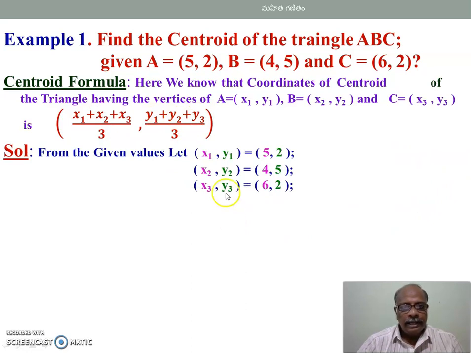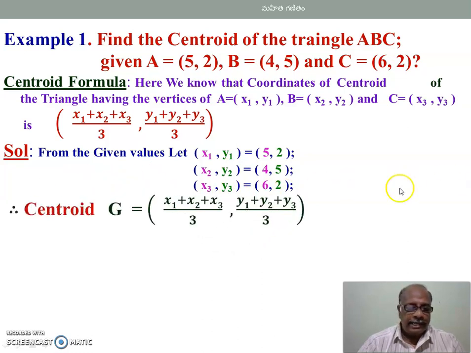Now take the given points. First point is A (5, 2). Let us assume that it is (x1, y1). x1 means 5, y1 means 2. Take the second point (4, 5). (x2, y2) is (4, 5). x2 is 4, y2 is 5. Take the third point (6, 2). x3 is 6, y3 is 2.